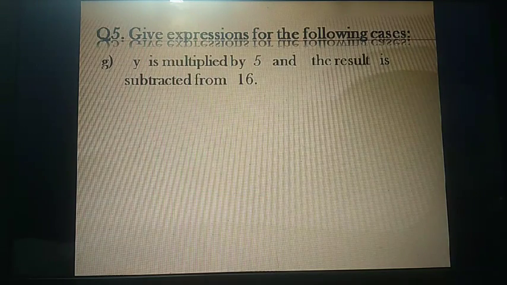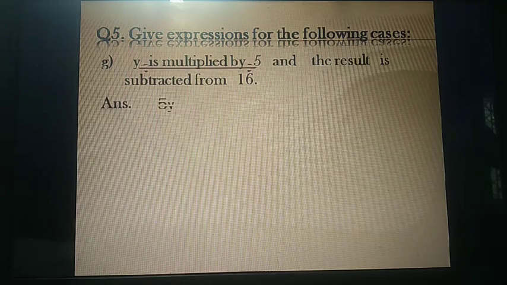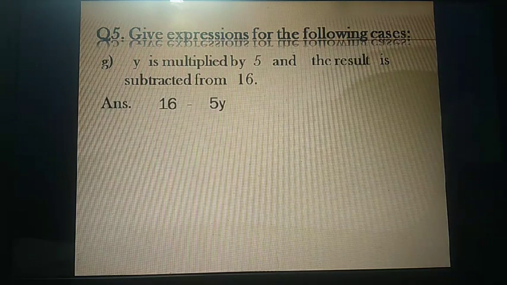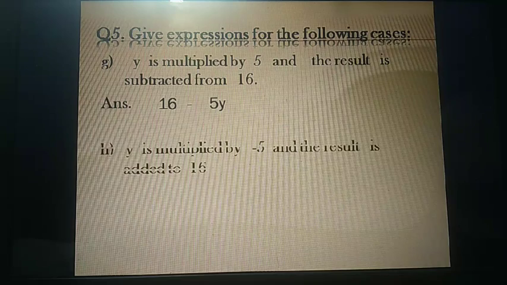Next, y is multiplied by 5. So first we have to multiply y by 5 and then the result is subtracted from 16. So we have to write 16 in the first place. So first case is y multiplied by 5. So we will write it as 5y. Next, whatever result you are getting here, you have to subtract it from 16. So this you have to shift it and 16 will come in the first place.